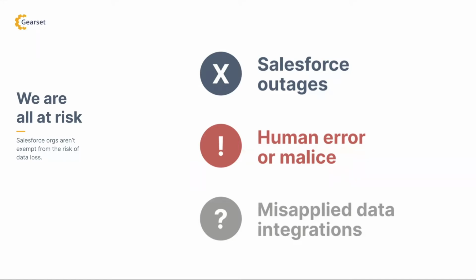So there can be lots of causes. Salesforce outage is one I mentioned. Human error, malice, a little bit less so, but human error can be a really big one. And we'll actually cover an example of that in just a second. And then just your data integration. Somebody sets that up wrong, you can wipe all sorts of data. Setting up integrations can be very, very powerful. So lots of sources for issues, and they can crop up at any time.